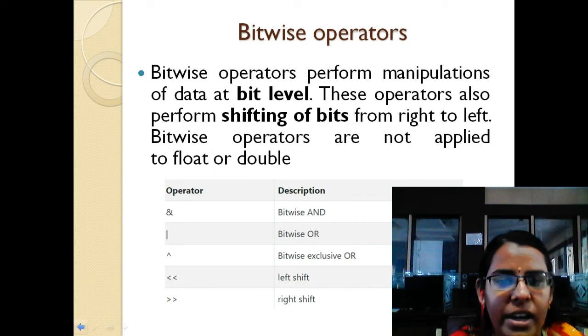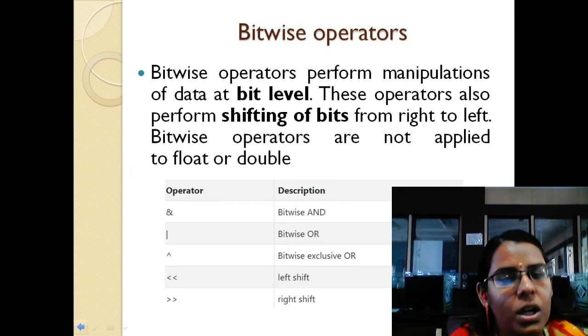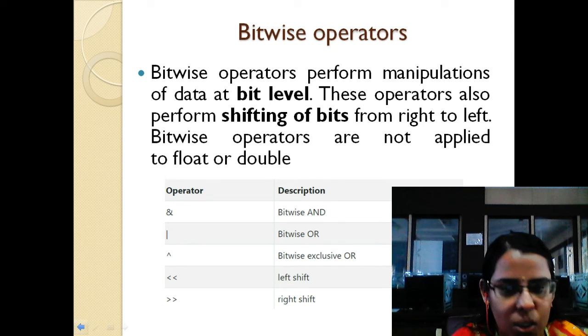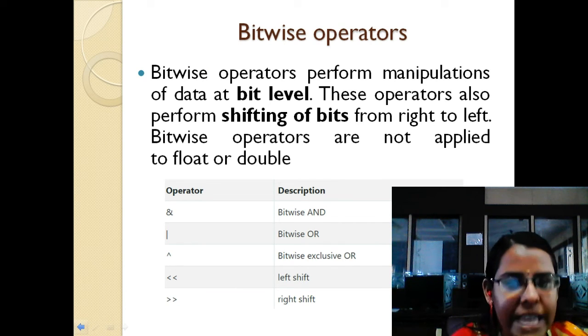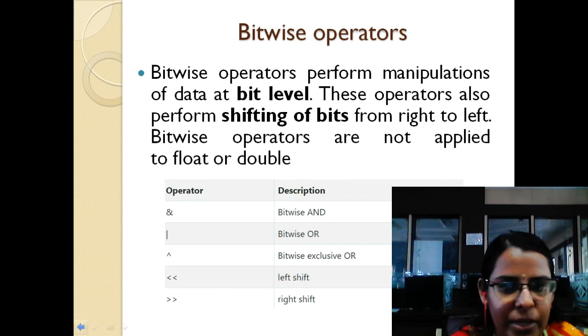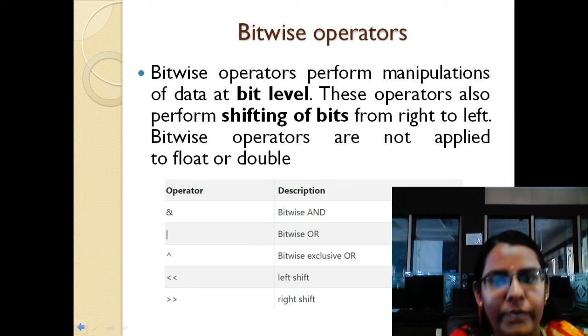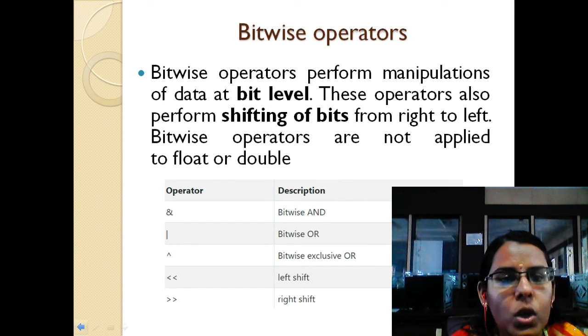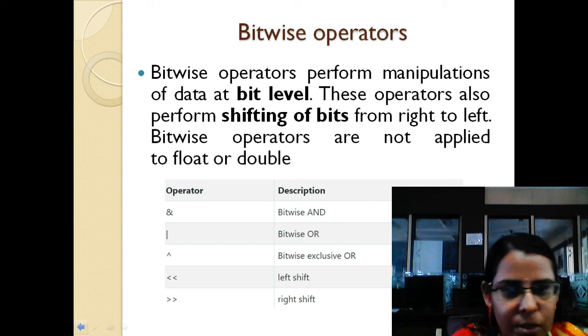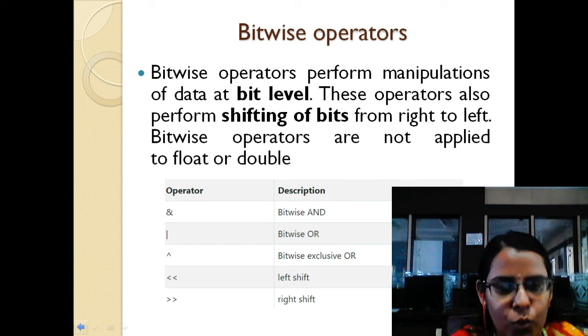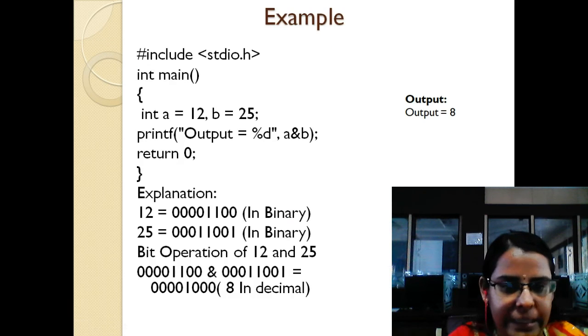Then bitwise operators. Already we know that logical operators are logical AND, logical OR, logical NOT. In the same way, this is also a manipulation at the bit level. Bitwise operators perform shifting of bits. Right shift and left shift can be used in this. The bits move to the next position from right or left. These are not applied to float or double. This condition is applied only to some types, not to float or double. That is, we can apply it to int.